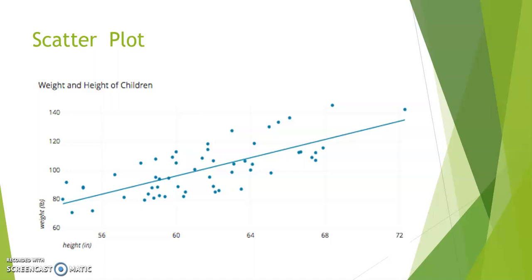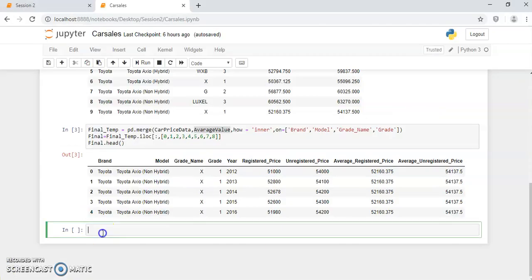In our scenario, we are going to use car price, unregistered and registered price, and the grade, right? Here in this case, if we can see a relationship between two variables, if the price is increasing based on the grade, both unregistered and registered price, then we can decide on whether we're going to upgrade that model or not, right? Okay, let's start our visualization.